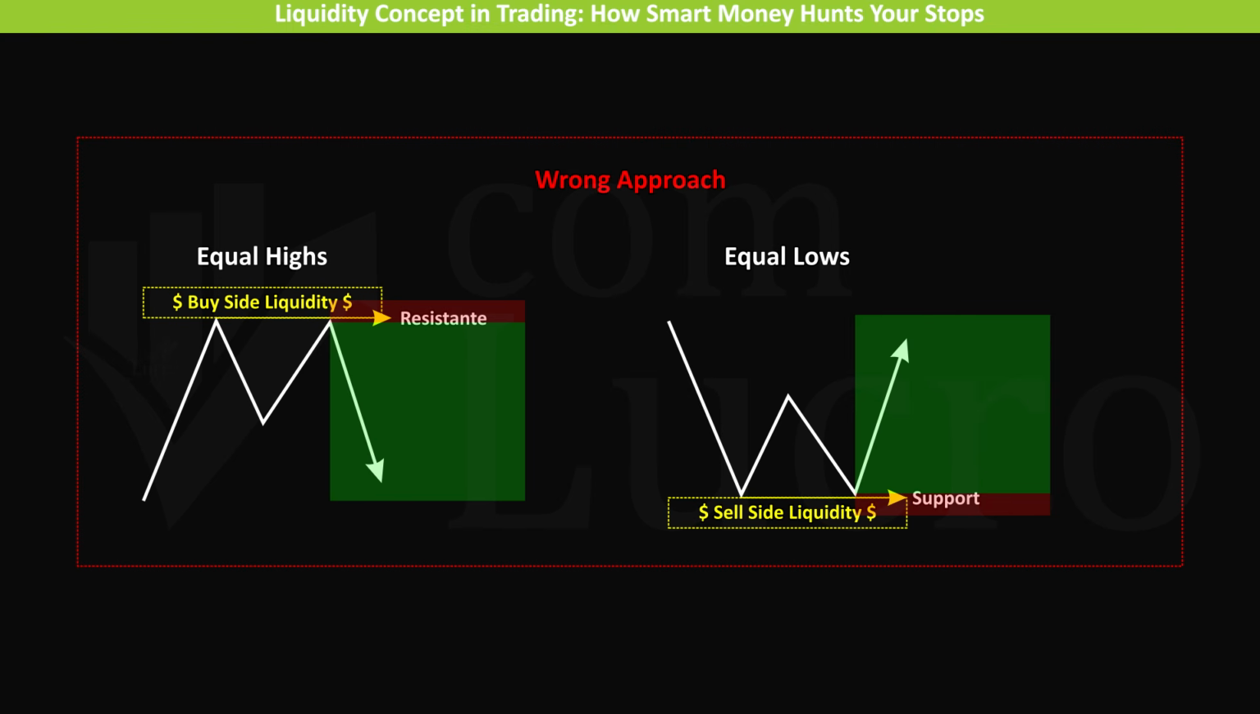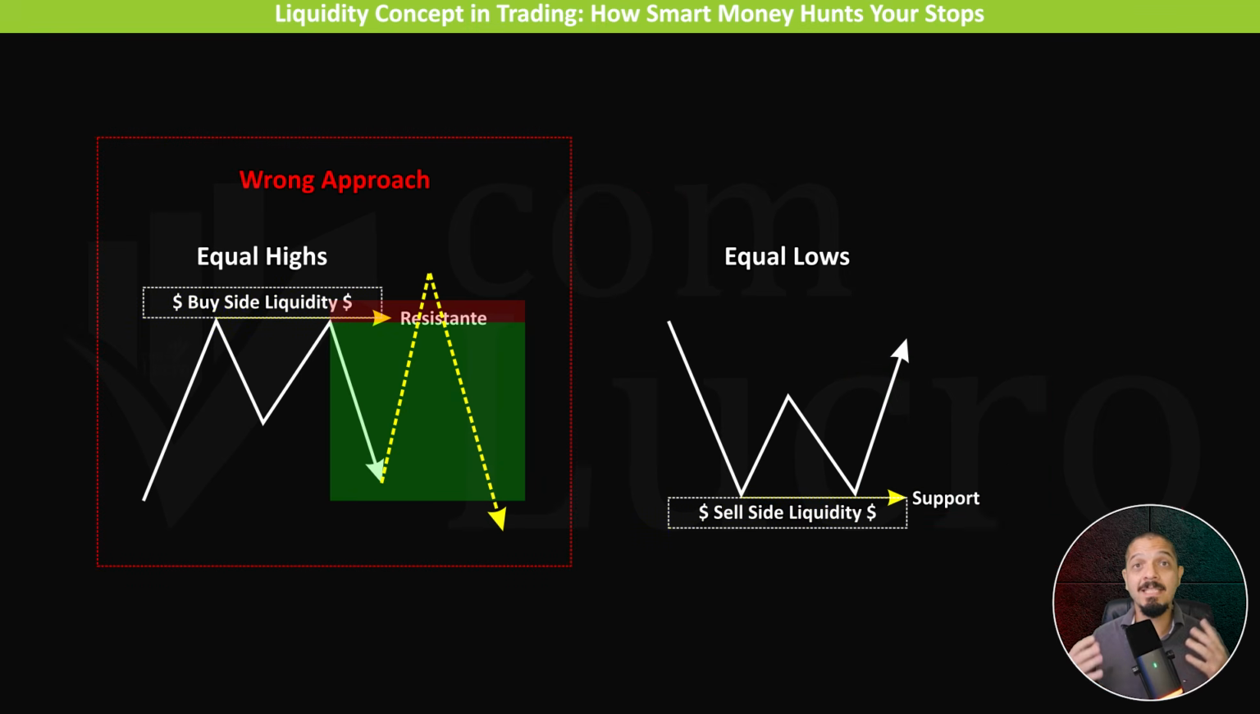Breakout traders add even more fuel by placing buy stops above the highs and sell stops below the lows, building thick pools of liquidity. This is exactly where many beginners make a mistake. They try to sell directly at equal highs. However, the market often pushes higher first, sweeps that liquidity, and only afterward makes the real move. Many traders call this a stop-loss hunt, but in reality, it is simply the market searching for orders.